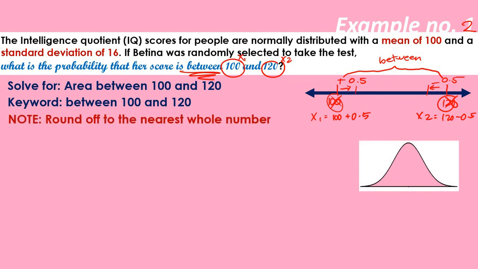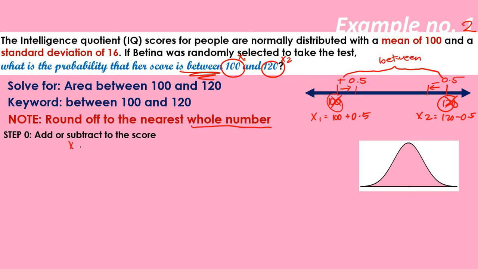Round off to the nearest whole number. I already added it a while ago. So why nearest whole number? Because there's no specification as to where we are going to round off. So by default, we are rounding off to the nearest whole number. So step 0 is to add and subtract the scores.